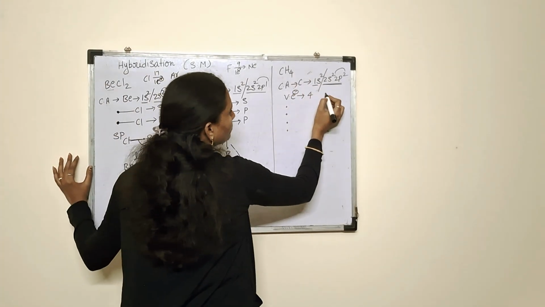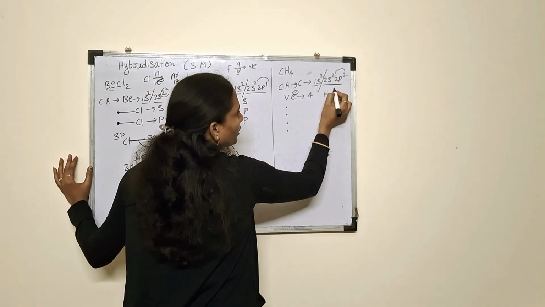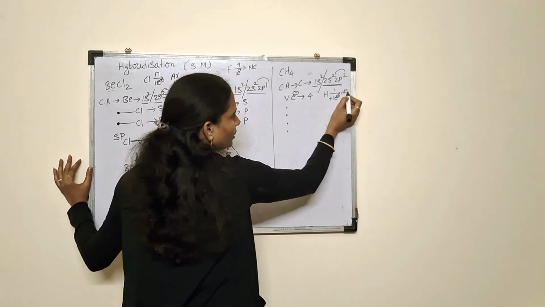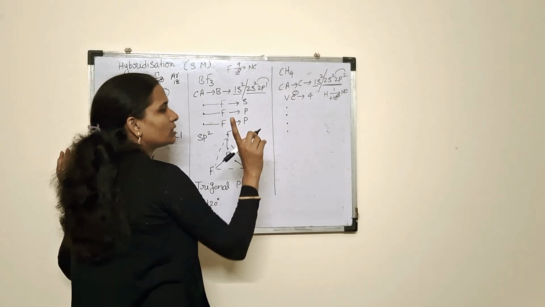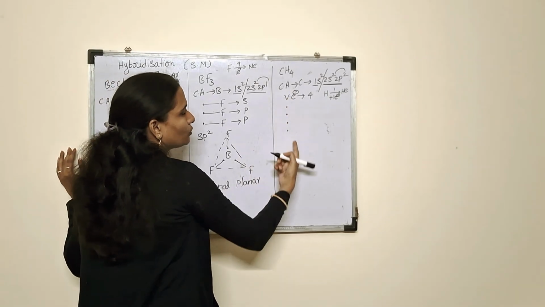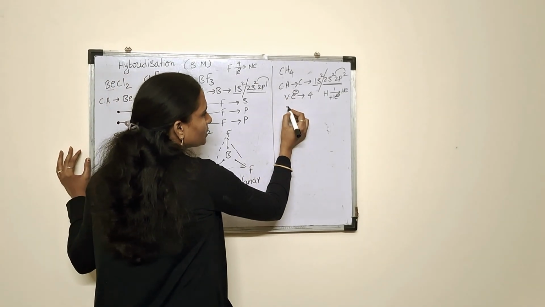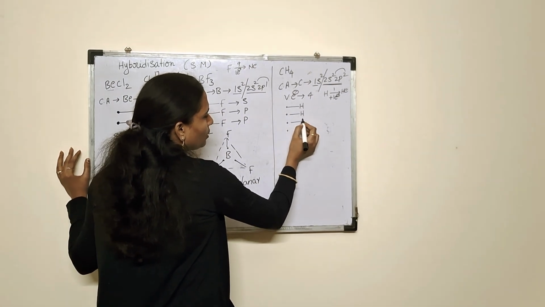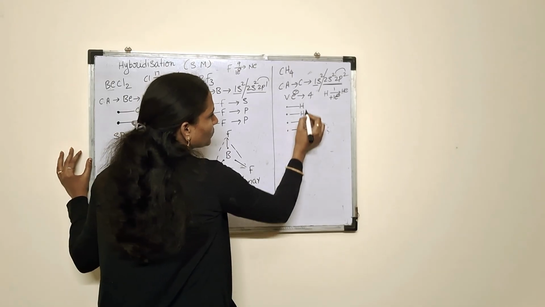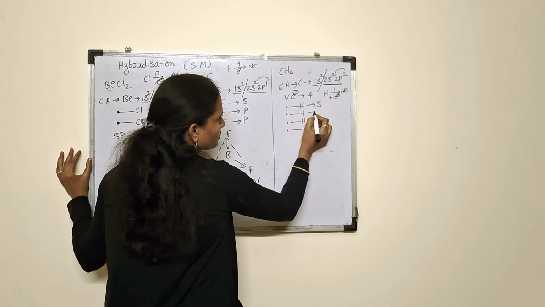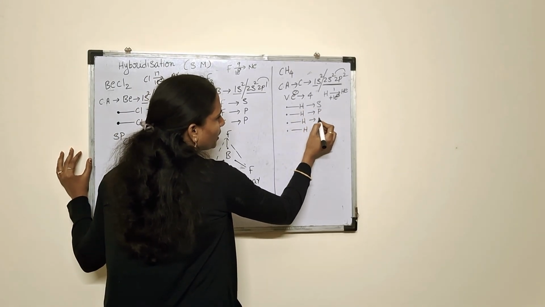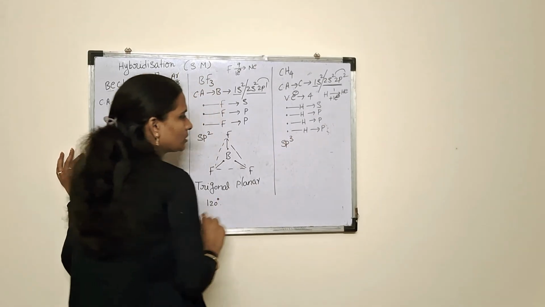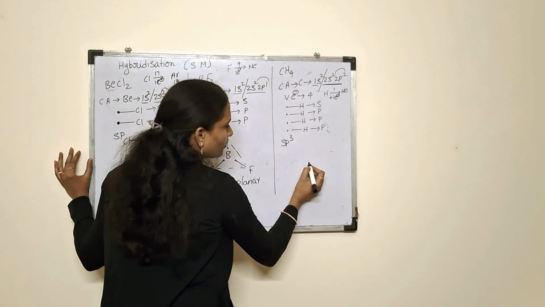Now hydrogen, what is its atomic number? 1. It needs 1 electron to get the helium configuration. So each hydrogen needs 1 electron. Carbon has 4 valence electrons, and each of these 4 valence electrons is shared with one of the 4 hydrogen atoms. Then this bond pair we take as an S and the other bond pairs as P. So totally what is the hybridization? sp3 hybridization.